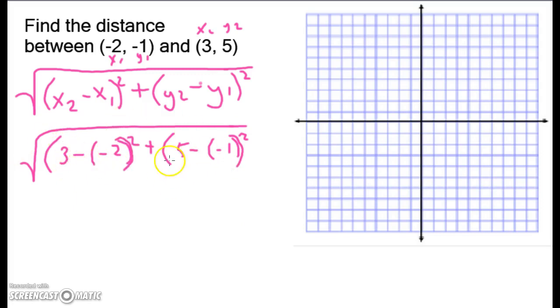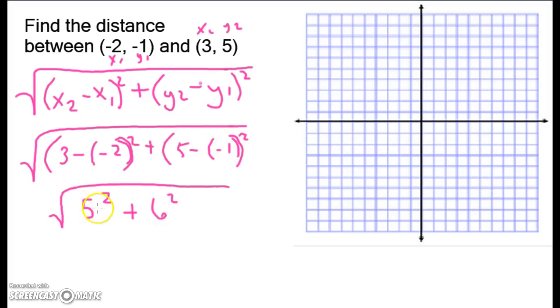Okay, so now I keep working on the math. 3 minus a negative 2, that's the same thing as 3 plus 2. So right there I get a 5. I still have my square root symbol all the way across. And don't forget to bring down that squared that was right up here. All right, plus, and then in here, 5 minus a negative 1. Minus a negative is the same as plus. So 5 plus 1 is 6. Don't forget to bring down your squared.